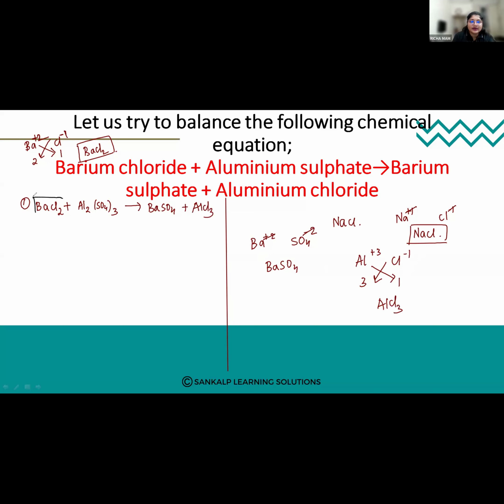So first step, write the boxes. Separate each chemical formula with a box. Okay, fine.